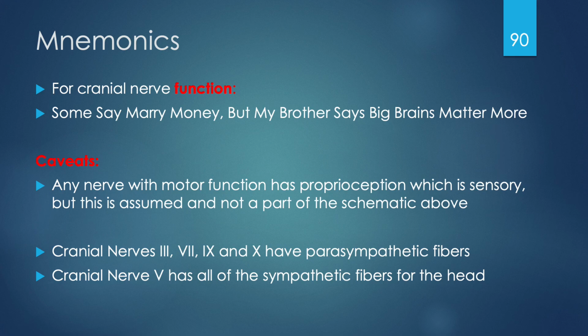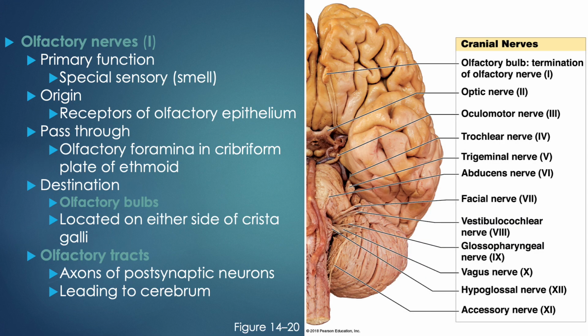So there are a couple caveats to these mnemonics here, though. Any nerve that has motor function also has proprioception, which could be sensory, but that's assumed and not part of this overall mnemonic schematic. So cranial nerves 3, 7, 9, and 10 have parasympathetic fibers, and cranial nerve 5 has all of the sympathetic fibers for the head. First off, let's look at the olfactory nerve.